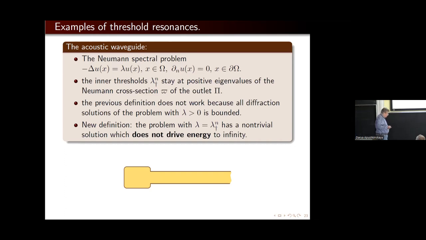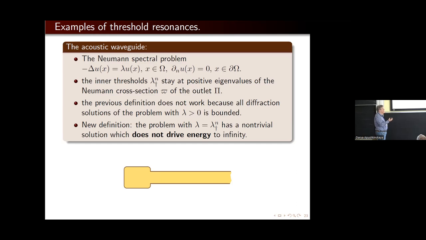Okay. However, we also need to examine inner thresholds, which appear inside the continuous spectrum, and they are nothing but positive eigenvalues of the Neumann problem on the cross section of the waveguide. So there appear infinitely many such thresholds at which the multiplicity of the continuous spectrum jumps up. And of course, in this case, the definition of Molchanov and Weinberg does not work, and it is necessary to work with another definition. And the definition is as follows.